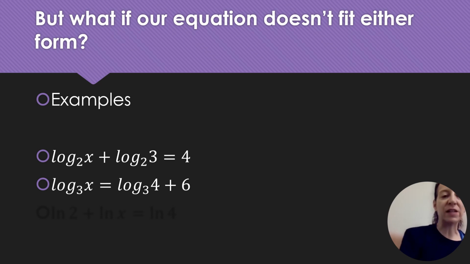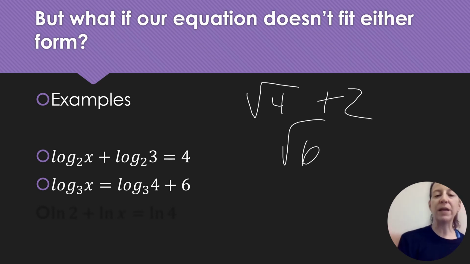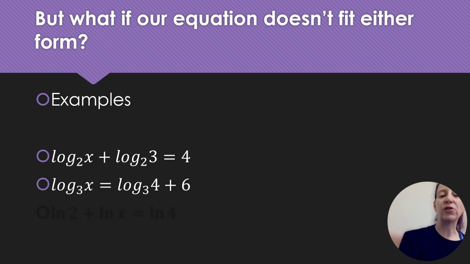Kind of like this, if you had the square root of 4 plus 2, you would have to do the square root of 4 to get the 2. You could not do the square root of 6, okay? Like that would be wrong. And most of you would recognize, well, that's wrong because the 4 is under the square root and the plus 2 is not. Same situation right here. The 4 is part of the log and the 6 is not.